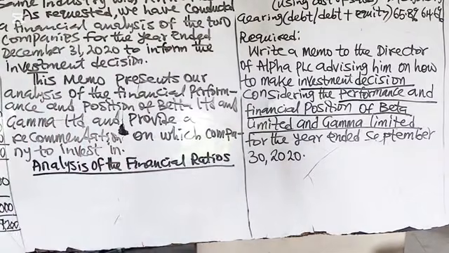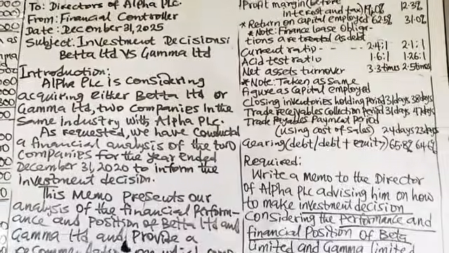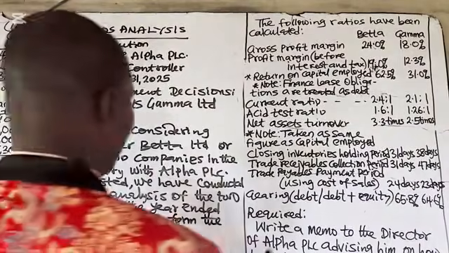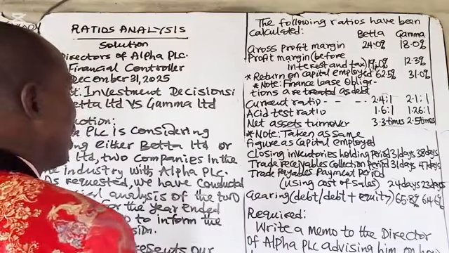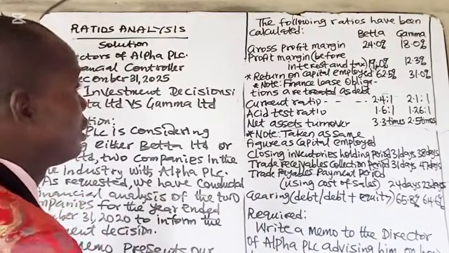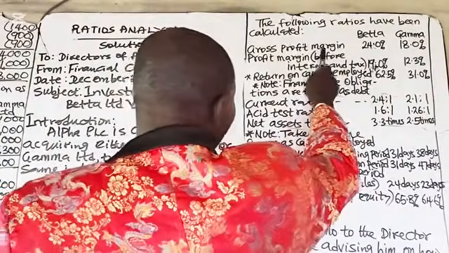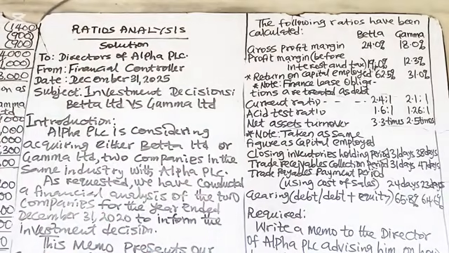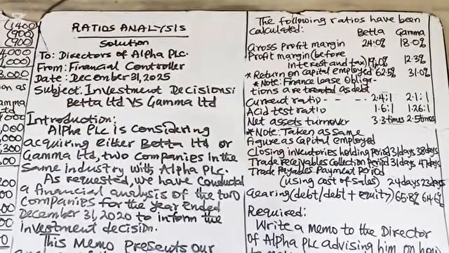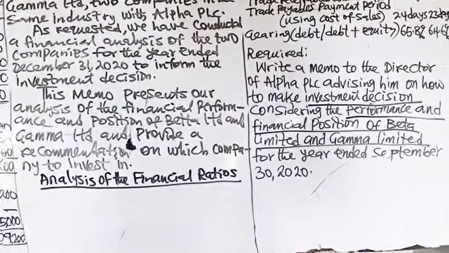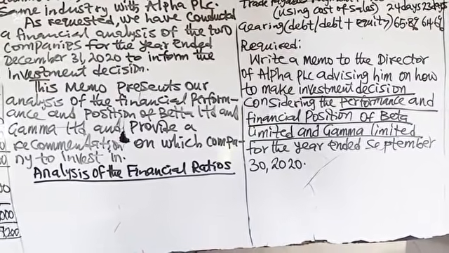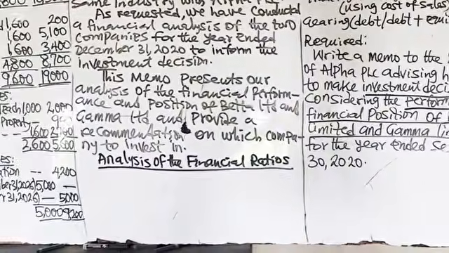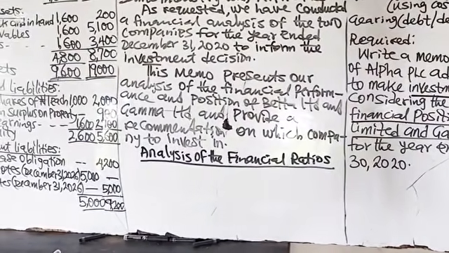The first ratio, no calculation is required, since the calculations of those ratios has been done for us for both Bethel Limited and Gamma Limited. You have the gross profit margin, the ratio of gross profit to revenue, and that has been done. We have the gross profit margin of 24.0% for Bethel Limited, and the gross profit margin of Gamma Limited is 18.0%. So we want to analyze that.